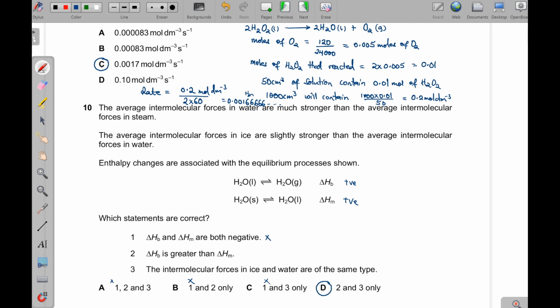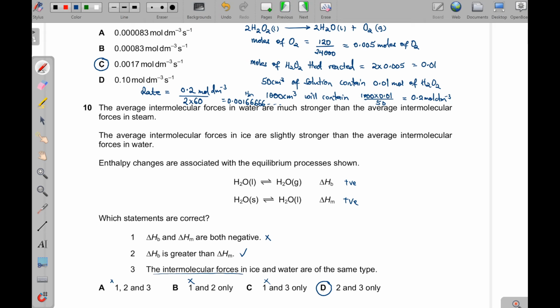But let's look at D. The enthalpy change for the boiling is greater than the enthalpy change for melting. Yes, for melting, you are just weakening the forces in there, and hydrogen bonding is still there for the water molecules. You see that? But when you come to the gas, you have completely broken all the intermolecular forces. So the one for moving from the liquid to the gas is going to be greater than the one for melting. So this one is correct.